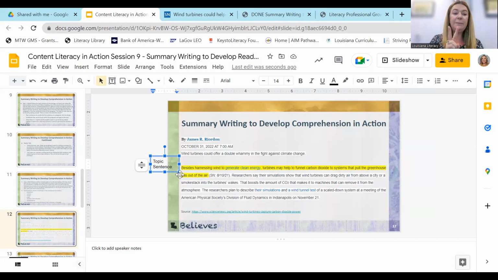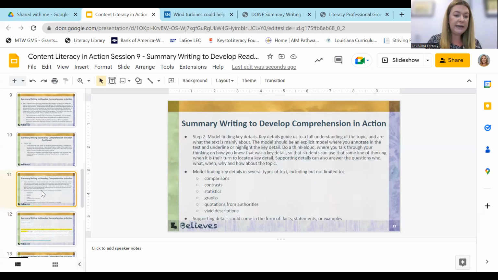Step 2 was to model how to find key details. Okay, so if we go back to our little pretend anchor chart that we had, we said key details can be any of these things. They could be comparisons, contrast, statistics, graphs, quotes from authorities, vivid descriptions. We said that key details answer those questions: who, what, when, where, why, and how about the topic sentence.